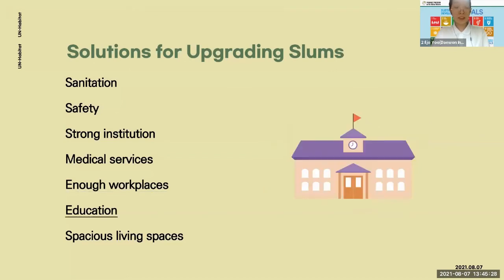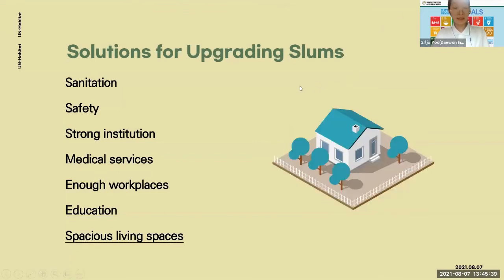Next, education. UN Habitat should enable the slum dwellers to receive fundamental education so that they can be empowered by building schools for them in the surrounding areas. Lastly, spacious living spaces. We should help them to live in a comfortable place where they won't be squashed in a crowded place, which can also prevent a sudden spread of the virus that risks the inhabitants. All these solutions will enable UN Habitat to upgrade the slums.